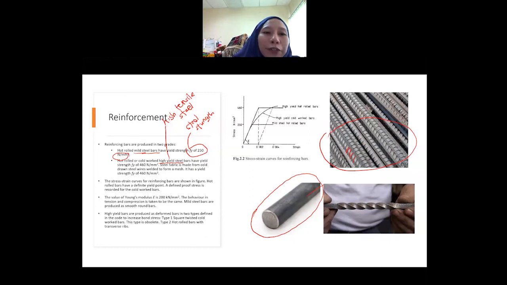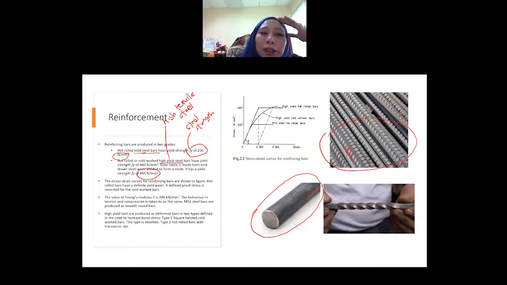So for the high yield steel, the strength FY is 460. This one you kena ingat. Okay, it is fixed, tak pernah berubah. Mild steel FY 250. High yield steel FY is equal to 460.